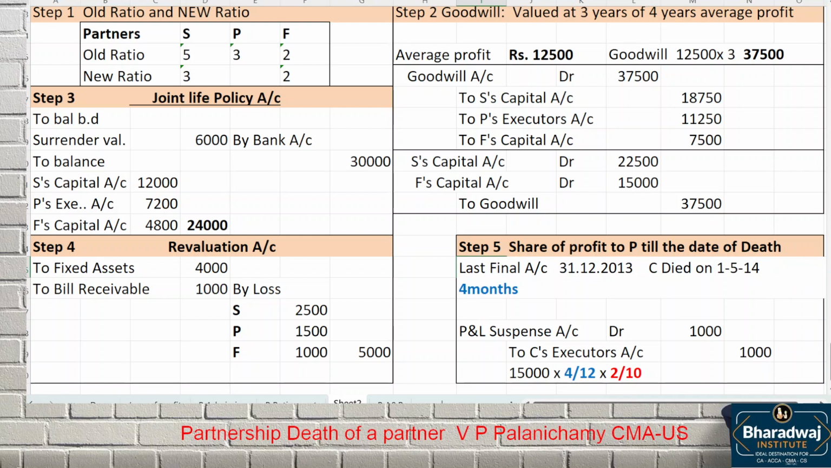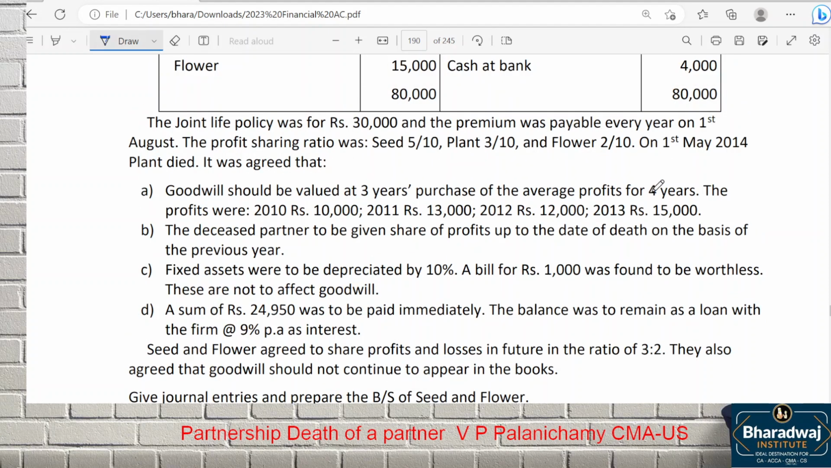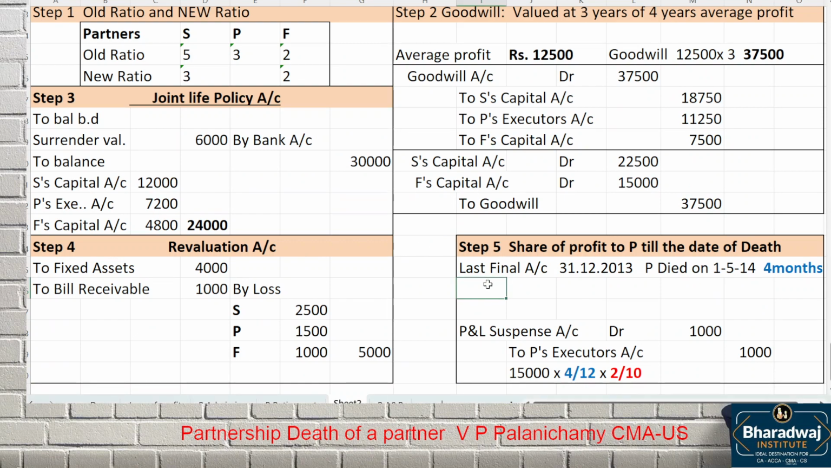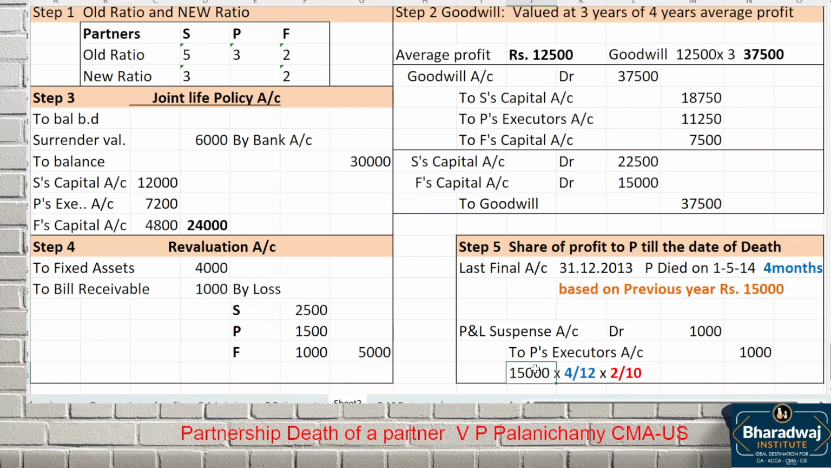P died on 1st August, so 4 months. How to work out, based on the previous year or last year profit? Just take the last year profit, no need to take average profit. What is the last year profit? 15,000. Calculate based on previous year, a clear instruction is given to us. So 15,000 into 4 by 12 into 3 by 10. P's executors 1,000.